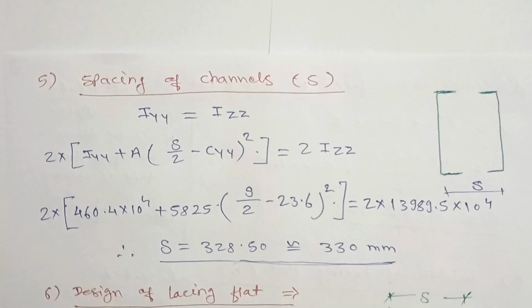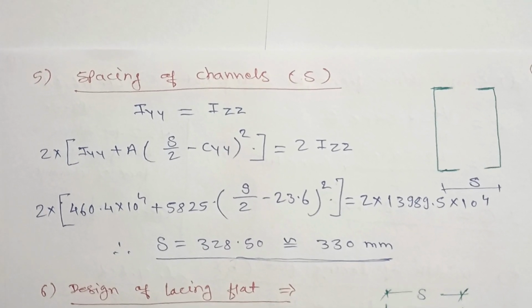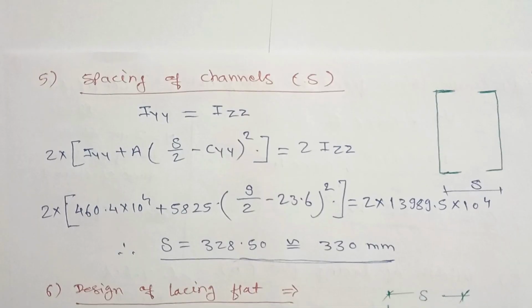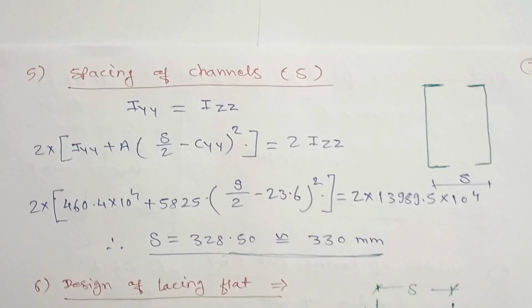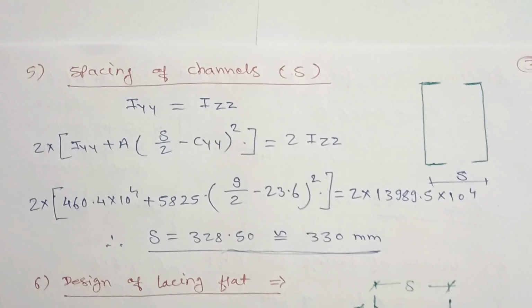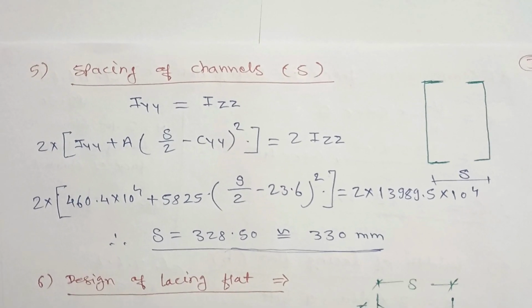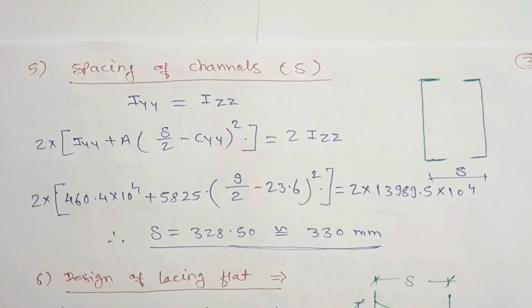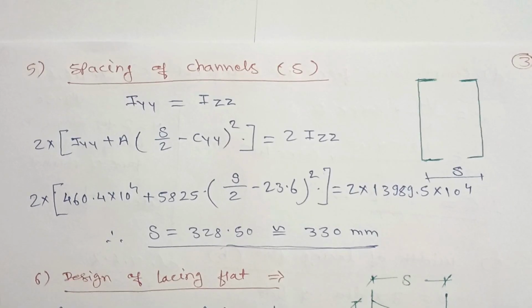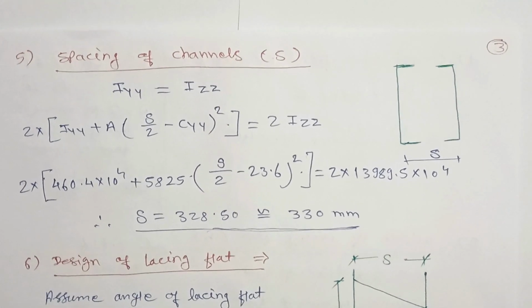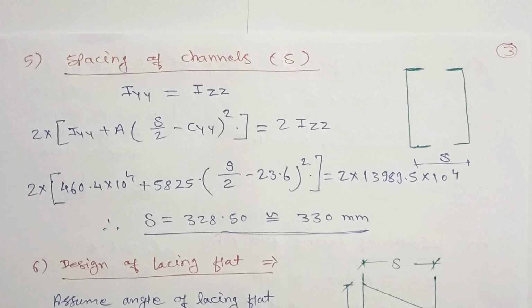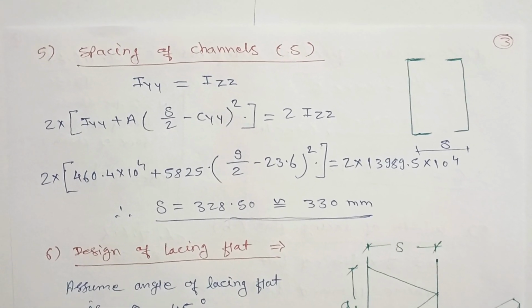This is our next step, step number 5, spacing of channel. From this step we are going to design the lacing and the connections. For this one, we can take IYY equal to IZZ. As mentioned in the numerical, the channel sections are placed face to face.